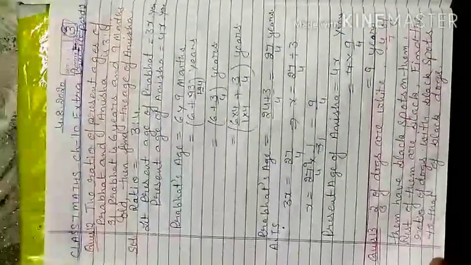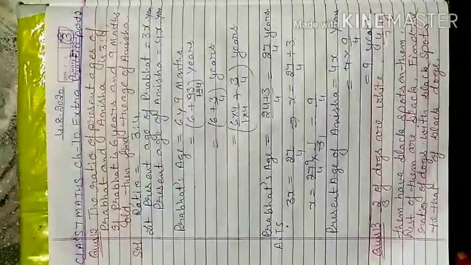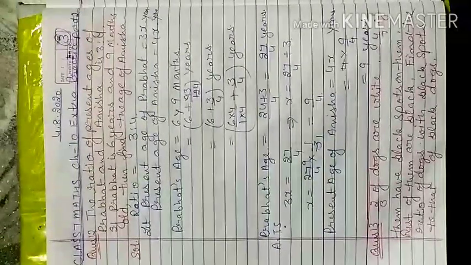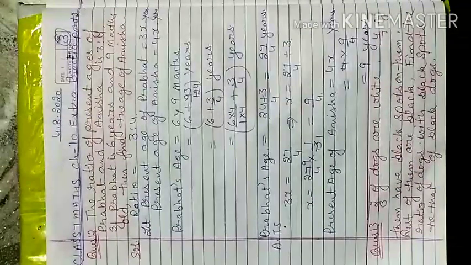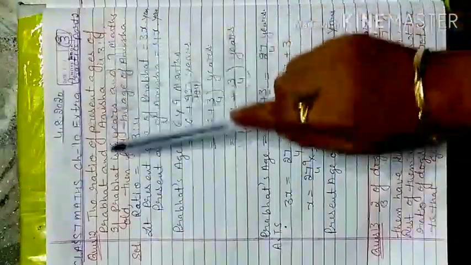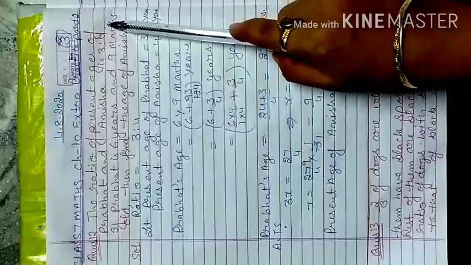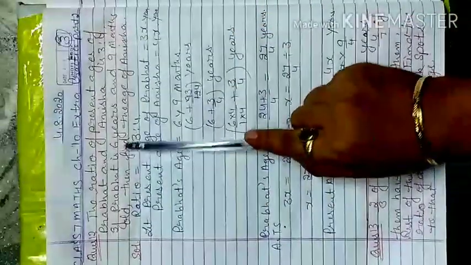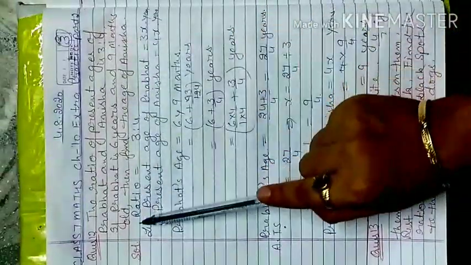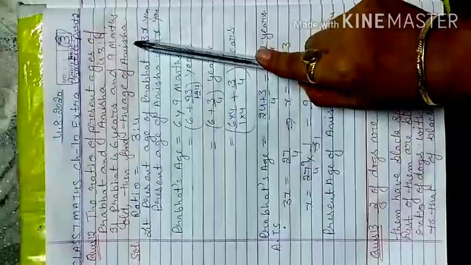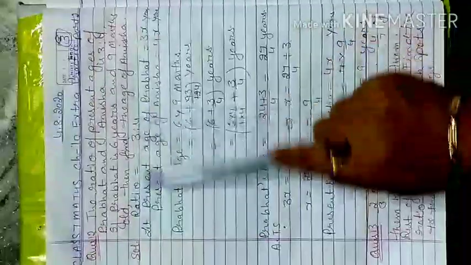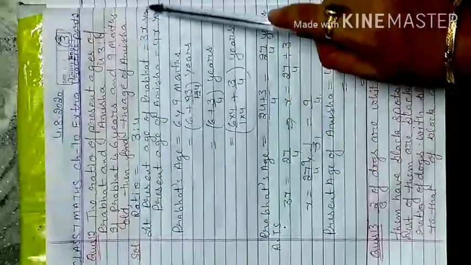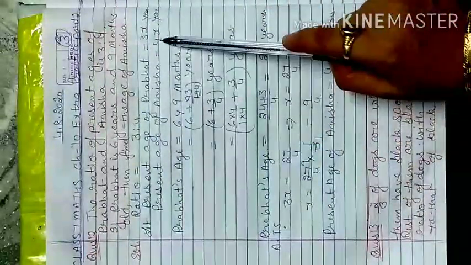Now my next question is my 12th question. The ratio of present ages of Prabhat and Anisha is given as 3:4. But if the actual age of Prabhat is 6 years and 9 months, then find the age of Anisha. According to the ratio, let the present age of Prabhat be 3x years and the present age of Anisha be 4x years.